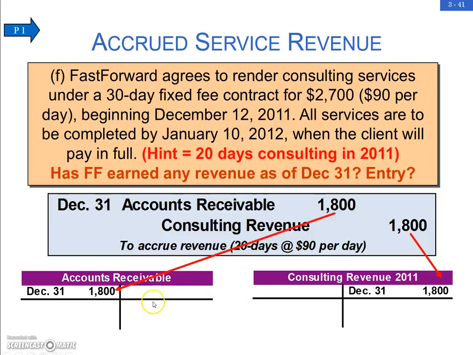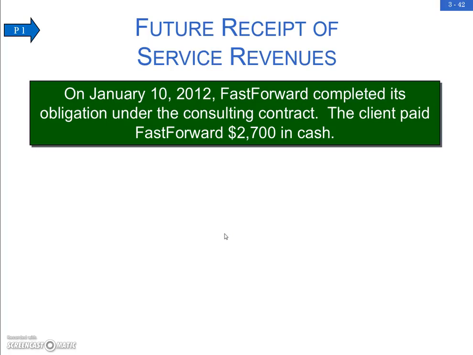So let's fast forward into the future and see what's going to happen when we finally get paid on January 10th. Remember, with accruals, it's the adjusting entry first, then the business transaction happens later. Usually the cash transaction happens later. All right, so on January 10th, 2012, we complete our obligation and we've consulted for 30 days for that client, and the client pays us the $2,700 in cash.